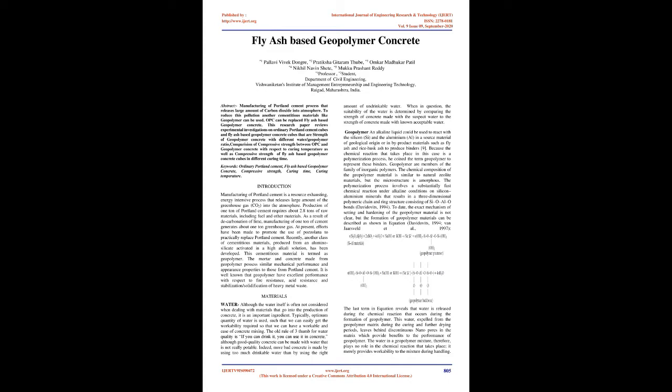Abstract: The manufacturing of Portland cement is a process that releases a large amount of carbon dioxide into the atmosphere. To reduce this pollution, other cementitious materials like geopolymer can be used. OPC can be replaced by fly ash-based geopolymer concrete.